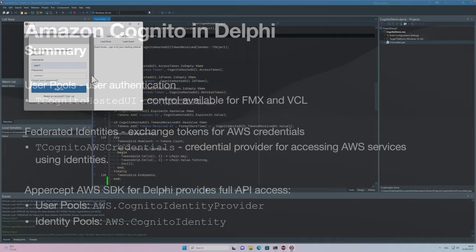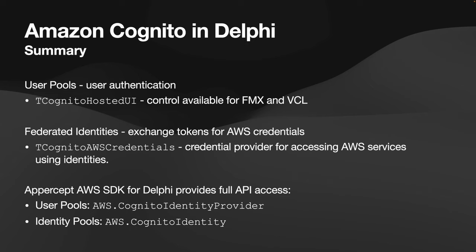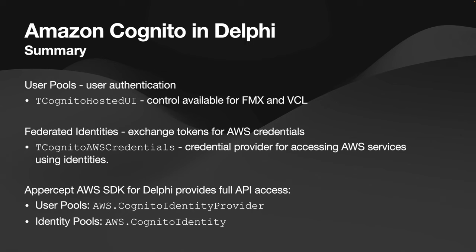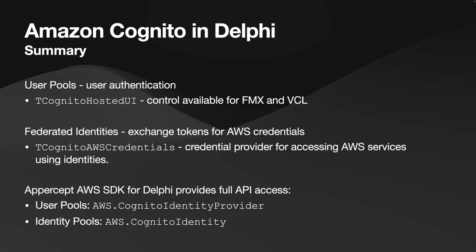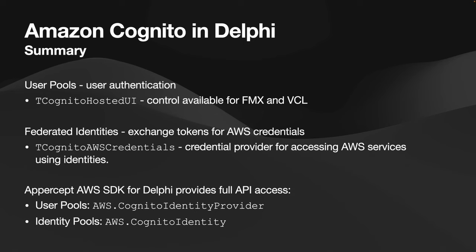Okay, let's finish up with a summary of what we've seen and what you can use. So we've seen user pools provide user authentication. We've used the TCognitoHostedUI component available for FMX and VCL. Once we've signed in with a user on the hosted UI, you've seen that we can federate the identity and exchange tokens for AWS credentials. And we use the TCognitoAWSCredentials provider for exchanging those tokens for credentials, and then you can use that to provide your AWS credentials to any of the services you want to configure and access. So we provide full API access to both user pools and identity pools.